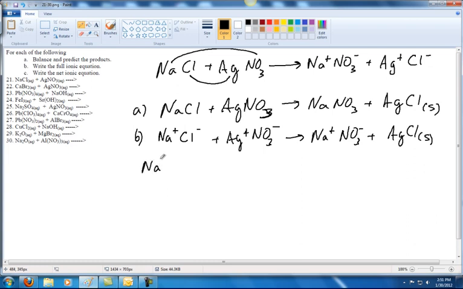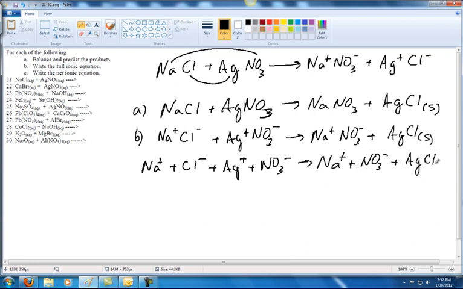Well, we want to try and figure out how many of each we have. We've got one Na plus, we've got one Cl minus, so that's how that'll split into ions. We've got one silver plus and one nitrate, that's how that splits into ions. And we've got Na plus and NO3 minus. Always need plus signs in between these because these are how these split into their respective ions. And then we've got AgCl solid, which doesn't split into ions because it's a solid. Alright, so that is the answer to part B.